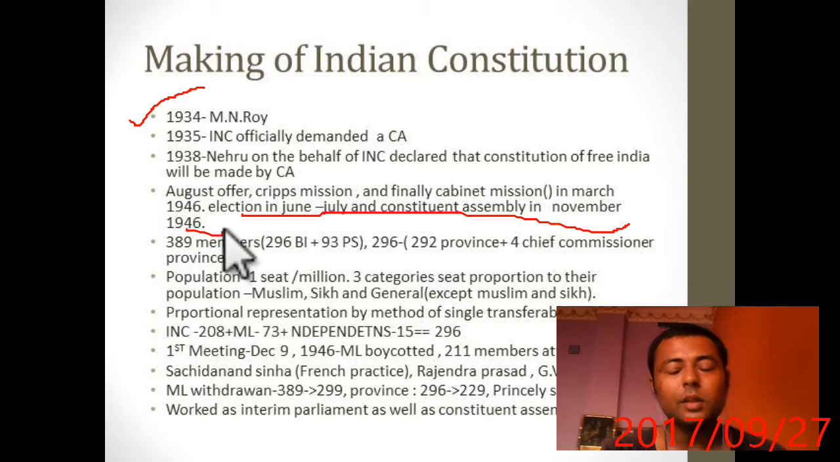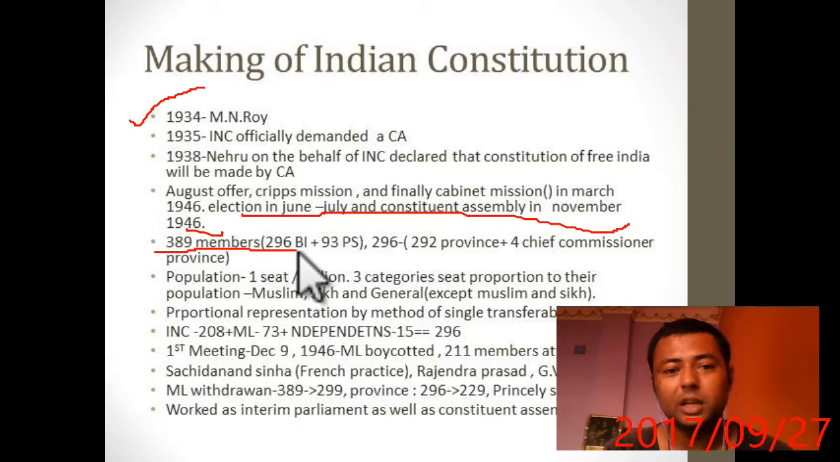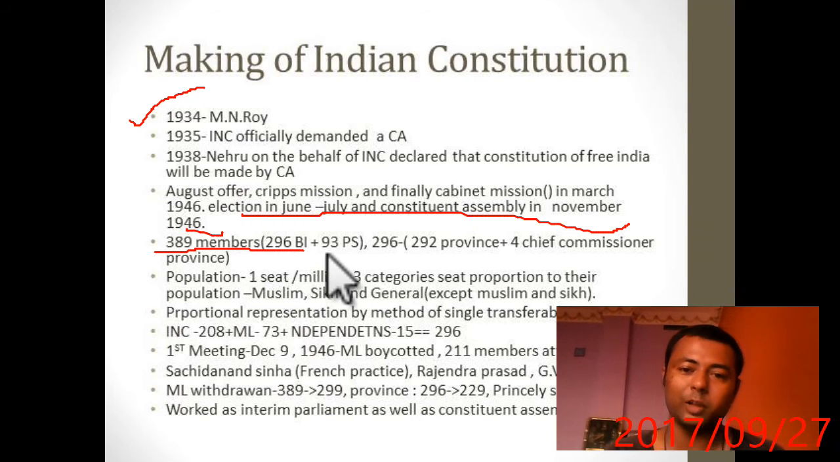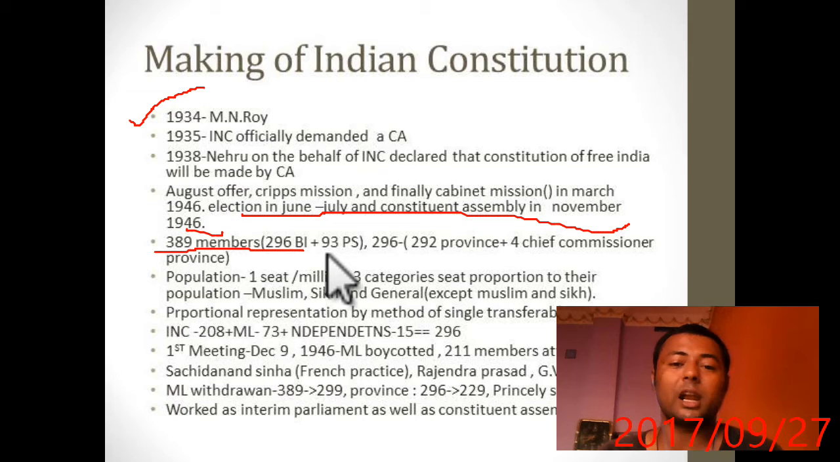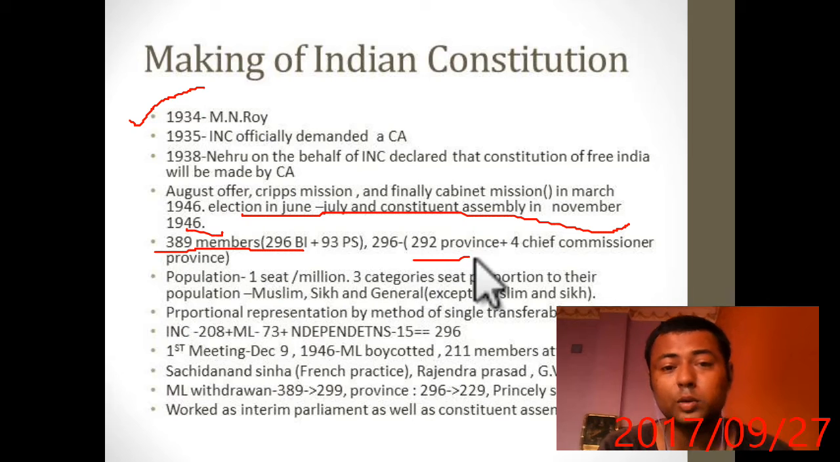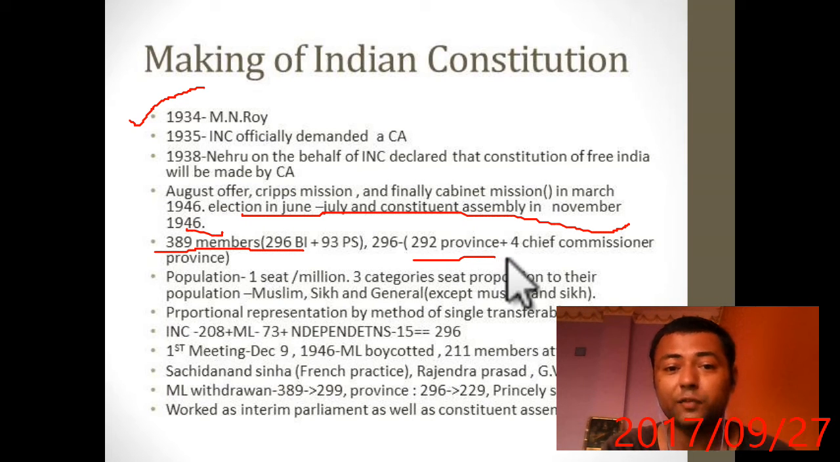Now it was decided that the Constituent Assembly would have 389 members. 296 members would be from British India, that is, those parts of British India under the direct rule of the British government, and 93 would be from the princely states. The princely states will send their representatives. How will British India send its representatives? There are legislative assemblies, and they will send their persons to the constituent assembly. The British provinces will directly nominate the persons. So out of 296, 292 members will come from the British provinces, and 4 members from the Chief Commissioner provinces.